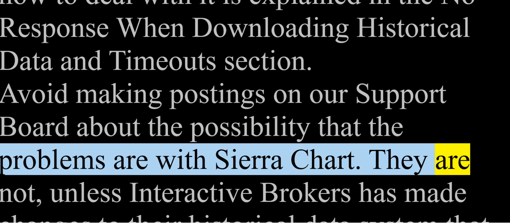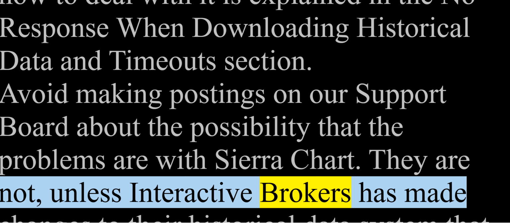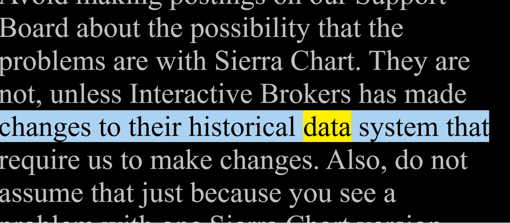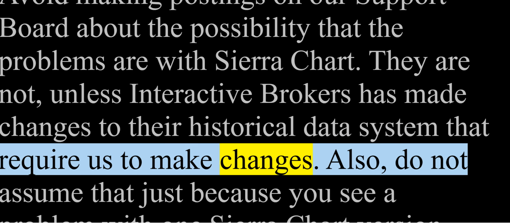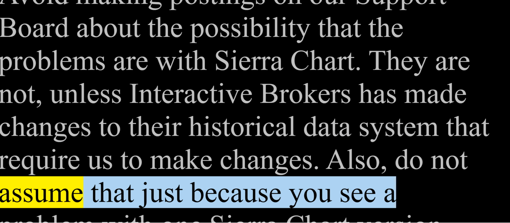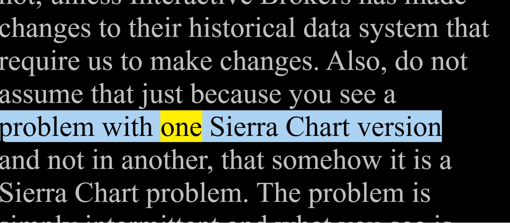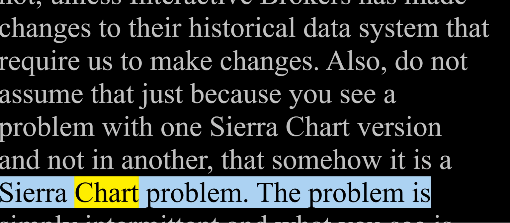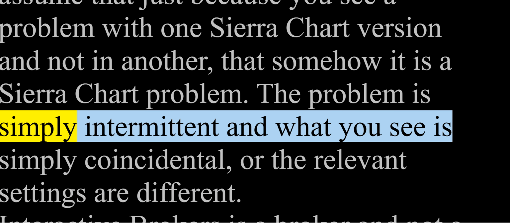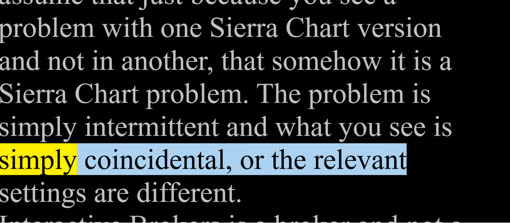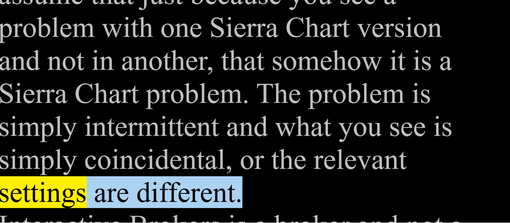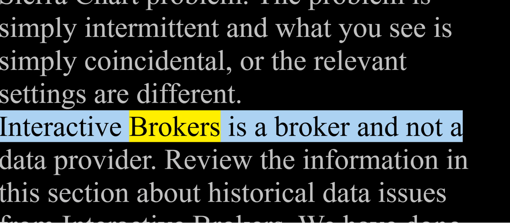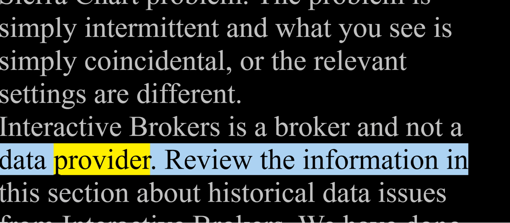Avoid making postings on our support board about the possibility that the problems are with Sierra Chart. They are not, unless Interactive Brokers has made changes to their historical data system that require us to make changes. Also, do not assume that just because you see a problem with one Sierra Chart version and not in another, that somehow it is a Sierra Chart problem. The problem is simply intermittent, and what you see is simply coincidental, or the relevant settings are different. Interactive Brokers is a broker and not a data provider.